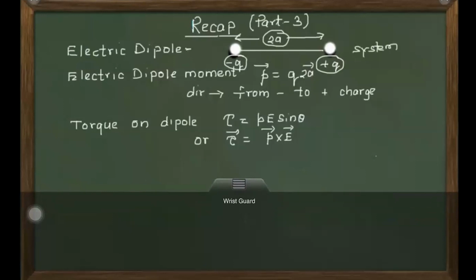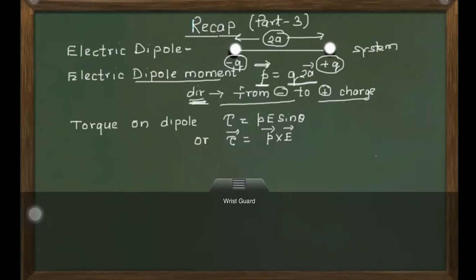And then a term came for this electric dipole, that was electric dipole moment. Electric dipole moment is represented by P. This is a vector quantity, and that's why we present it in this way: vector P is equal to Q into 2A. Since this is a vector quantity, its direction will be from the negative charge towards the positive charge. So this is about electric dipole moment.